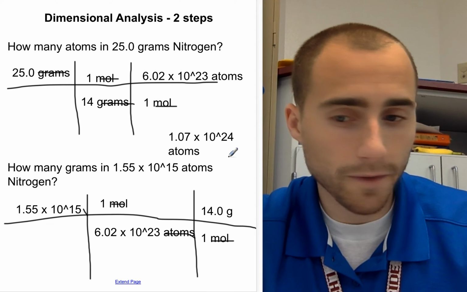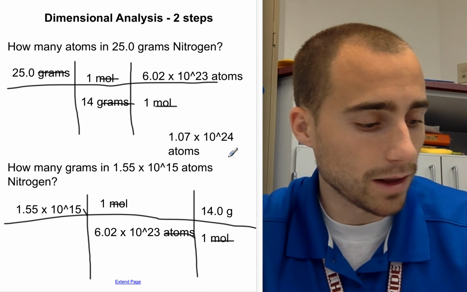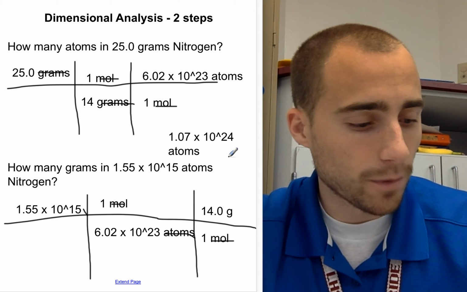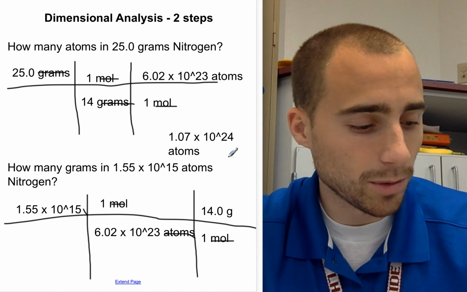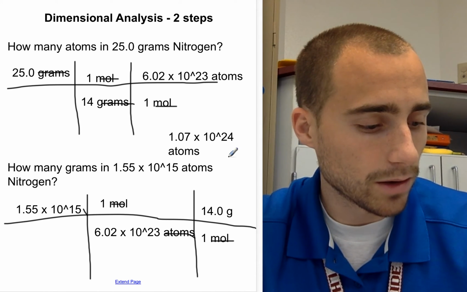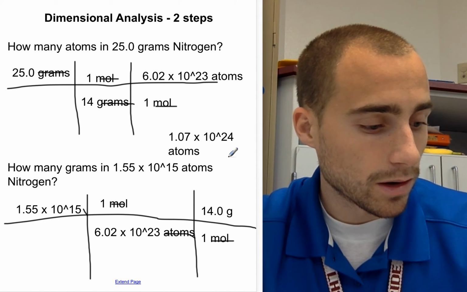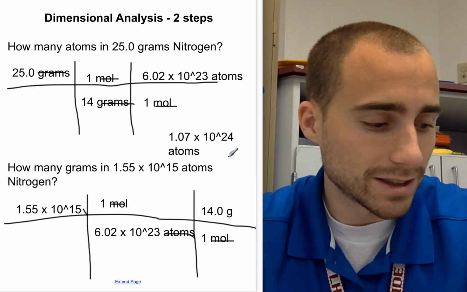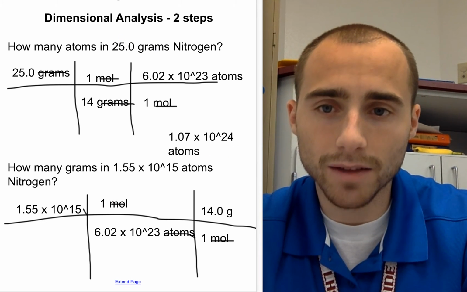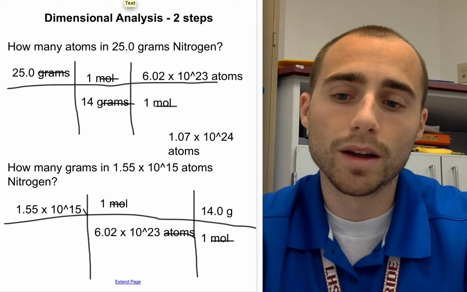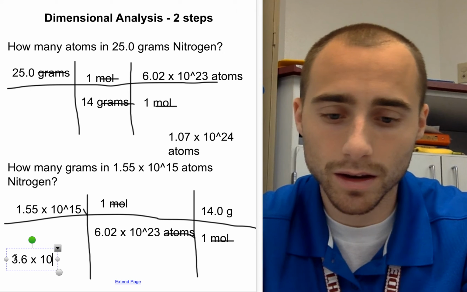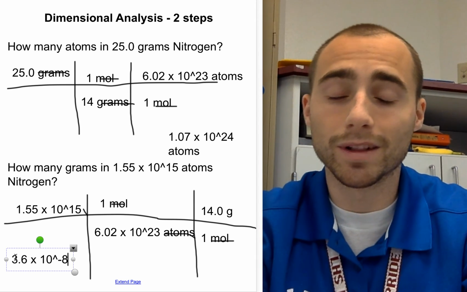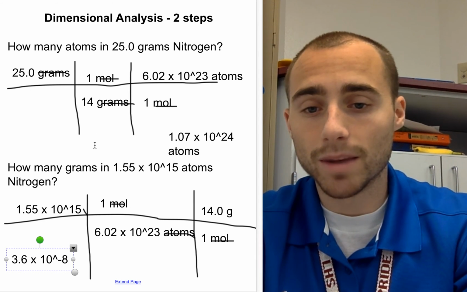So you do 1.55 times 10 to the 15th in parentheses, multiply that by 14, and then divide that in parentheses by 6.02 times 10 to the 23rd, and you end up with 3.6 times 10 to the negative 8th grams. So not that many grams. You have less than 1 gram in that many atoms.